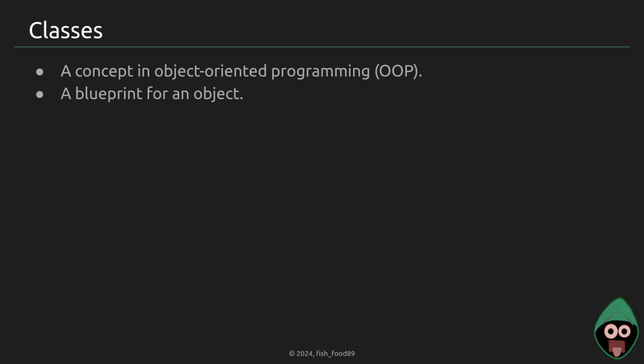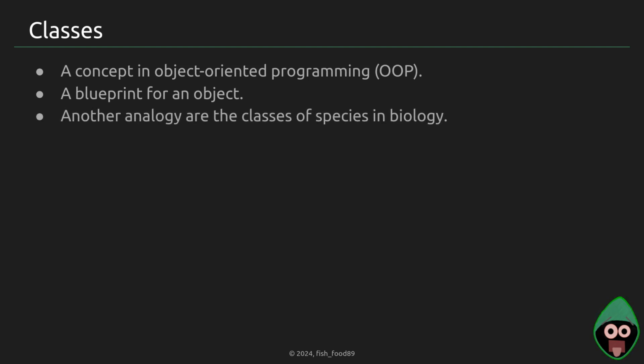A class, which is the title of this slide, is a blueprint for an object, and that's its relation to object-oriented programming. You could think of an analogy for classes as how classes are in biology for species. Like you have mammals, which is a class, and then in that class you have canines, felines, and other species of mammals in their own classes, and they have subclasses and stuff like this.